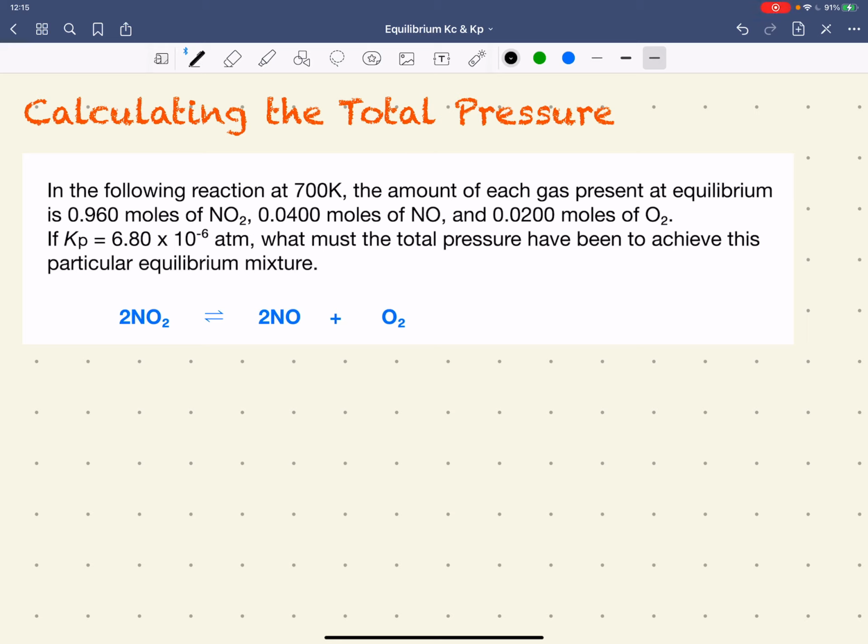Here we've got a question where we've got to work out the total pressure. And this is a question which could very easily be asked and has been on previous exams. So you've been told this time the number of moles of each gas at equilibrium. So there's no need here to do a RICE table because you've been given the equilibrium moles already. We need to work out the total pressure in this equilibrium mixture.